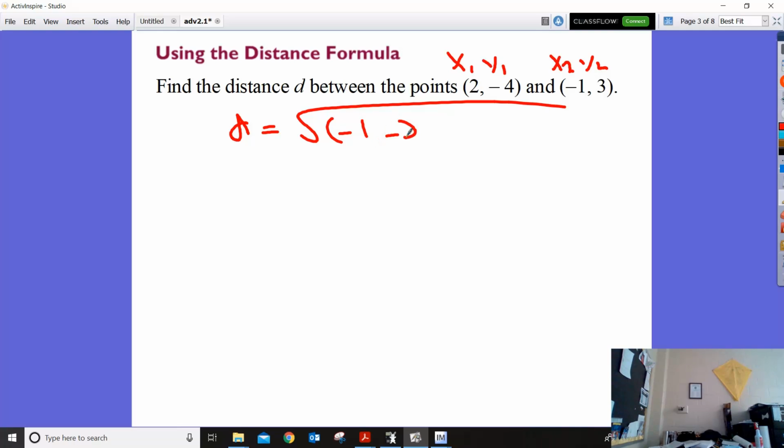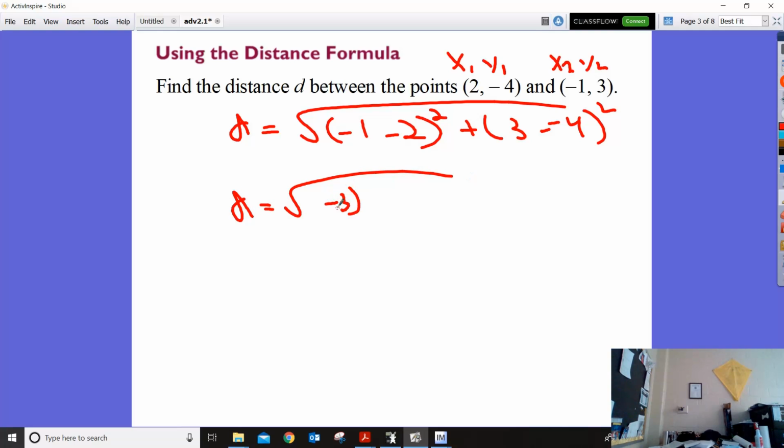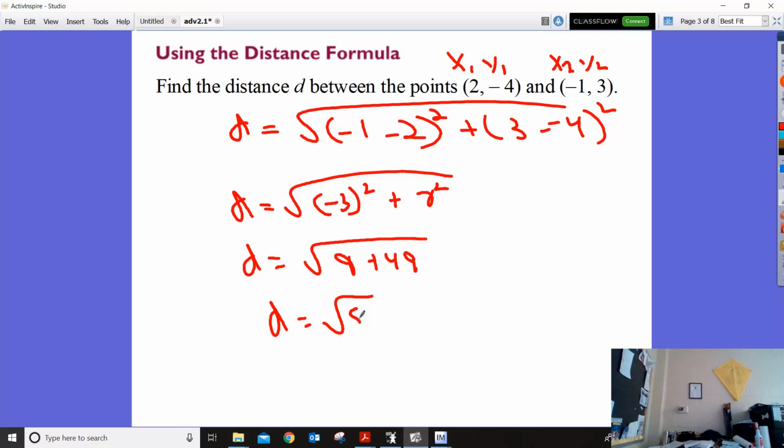-1 minus 2 squared plus 3 minus the -4. Jaden, you made the other common mistake. Messed up on the -1 minus 2. That's the other common mistake. Anyways, that's a -3. That's a 7. -3 squared is 9. 7 squared is 49. And you get root 58.